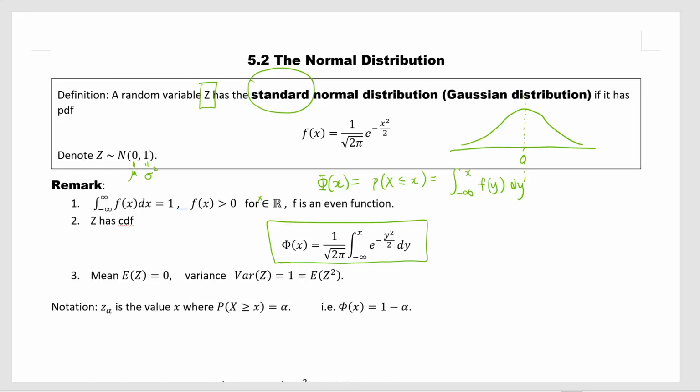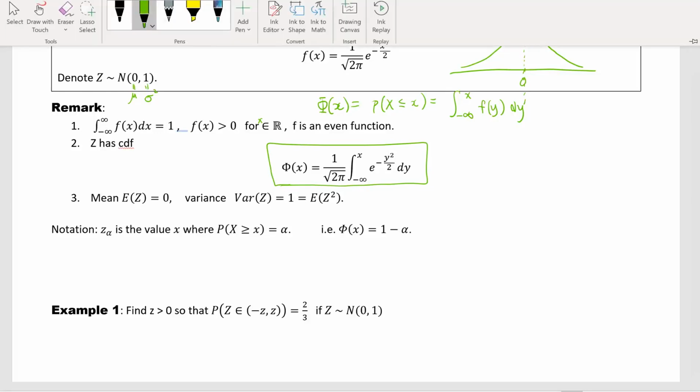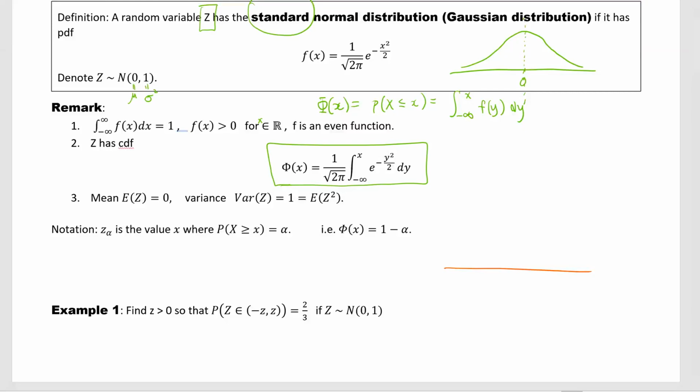Okay, so notation. Z sub alpha is the value x where P(Z greater than or equal to x) equals alpha. So let's draw the picture. This is a picture. So what is alpha? Z sub alpha is an x value such that the probability of Z greater than or equal to this value equals alpha.